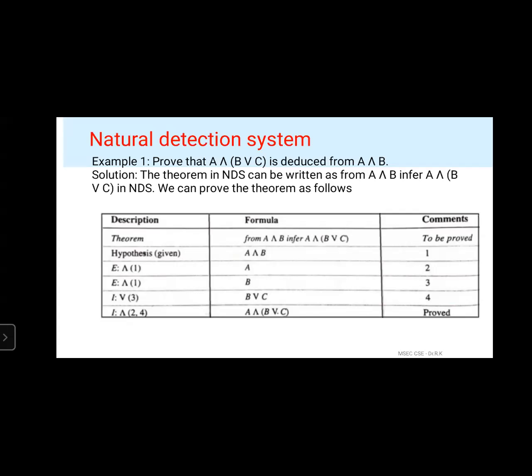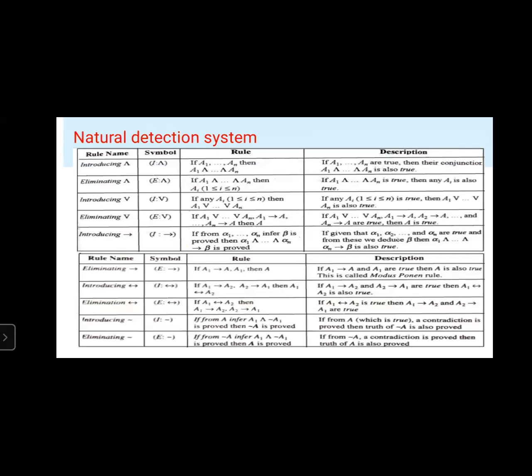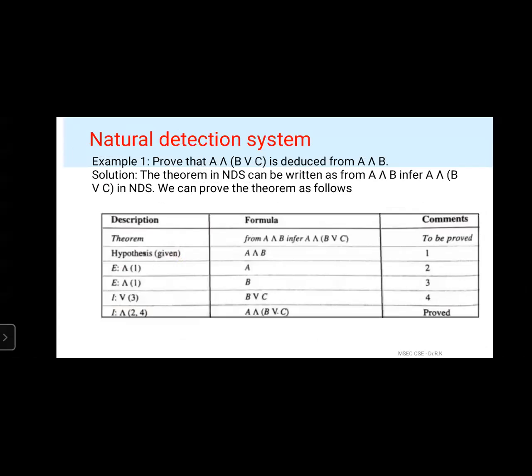Now, after getting A and B, next I need to get B or C. In order to get B or C, what do I need to apply? Introducing or, I of 3. Introducing or means the third one. Then I'm going to get B or C.